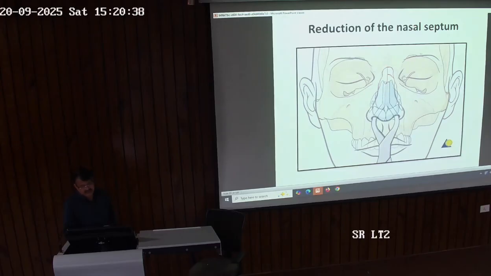Reduction of the nasal septum. In this diagram, this is the S forceps, placed in the nasal cavity, and we reduce this septum towards the anterior.